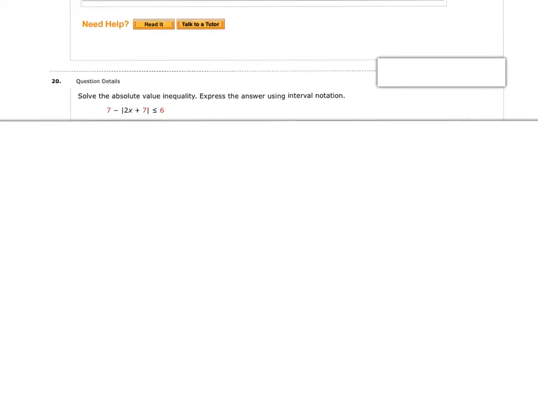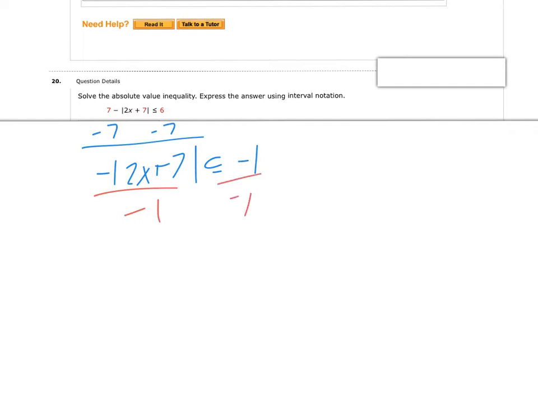All right, next up here, we have to isolate the absolute value first. So I'm going to subtract 7. So negative absolute value of 2x plus 7 is less than or equal to -1. Then I need to divide by -1 to get rid of that negative. Oh, but I need to flip that sign since I divided by a negative. So it's going to be greater than or equal to 1. So now I would split it up like we did before.